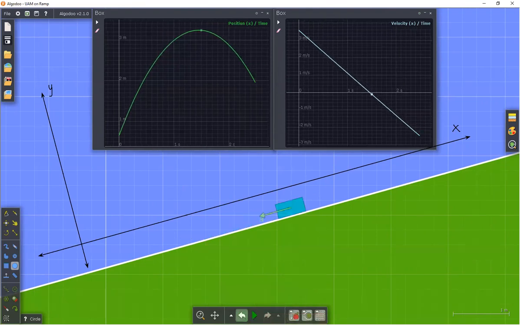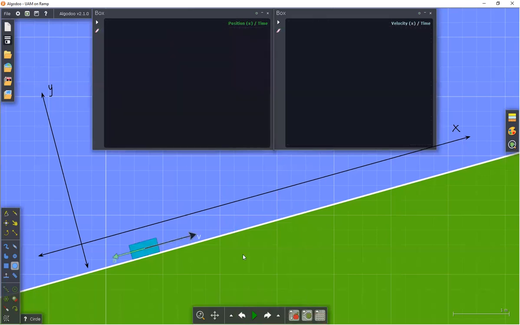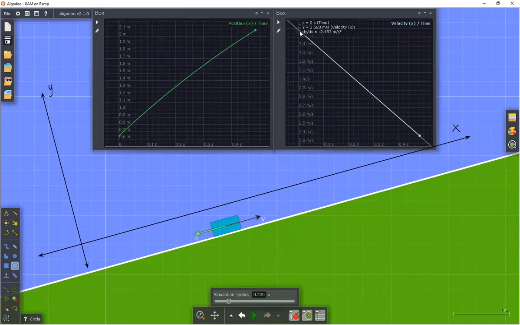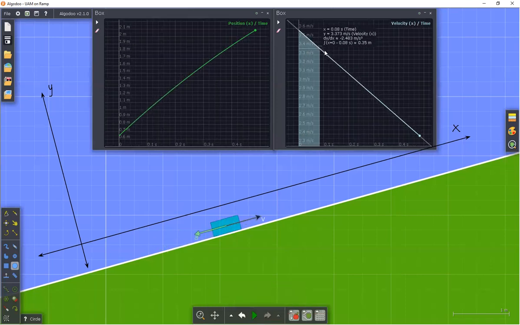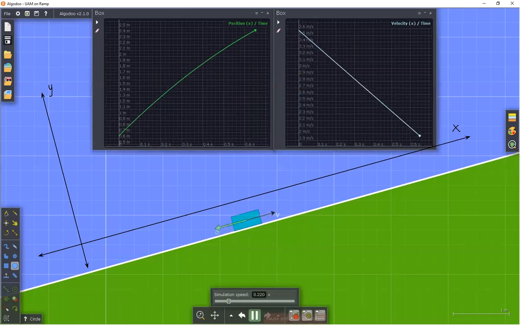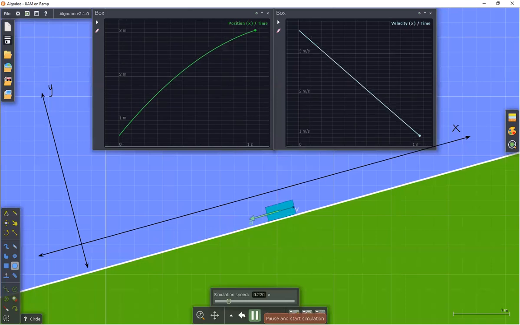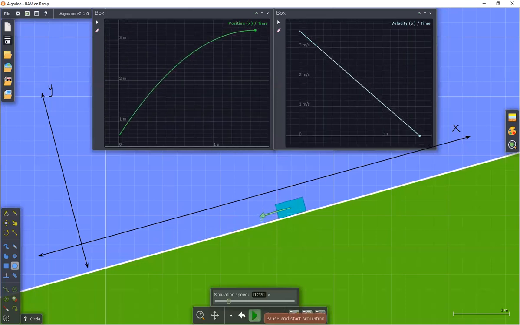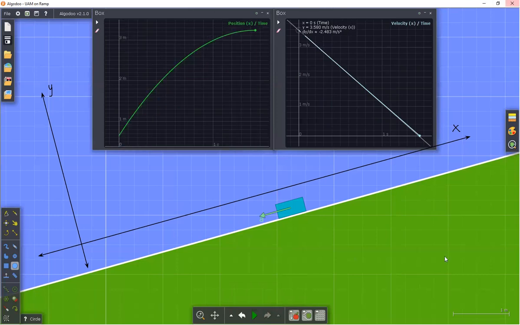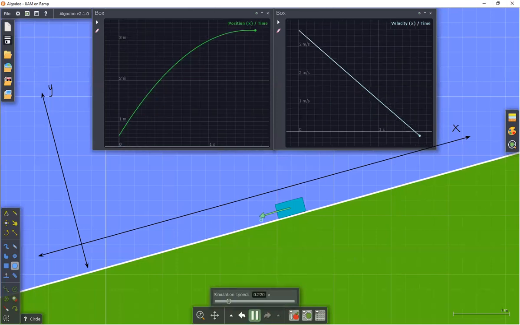So I'm going to run this one more time and pay attention to where things are at on the graphs, specifically the velocity time graph. We start with a high velocity, and immediately after it starts going, it slows down, as things tend to do as they're rolling up a ramp. And when the object comes to a stop, that's when the graph crosses the horizontal axis, the time axis, and our position time graph becomes horizontal, right? That's the vertex of our parabola.